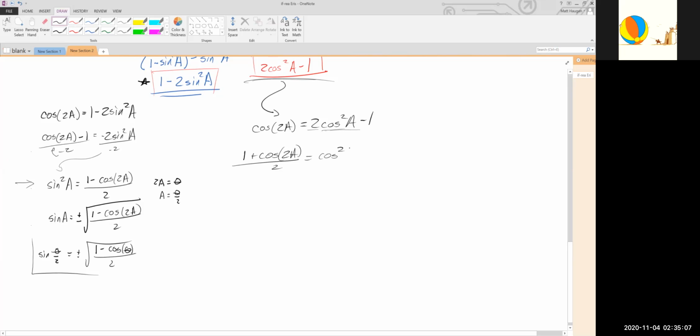So we get a nice cosine squared a equals 1 plus cosine 2a over 2. Again, just like this one, these formulas are very handy later. It's our power reduction formulas. Notice they're almost the same. One's a plus, one's a minus.